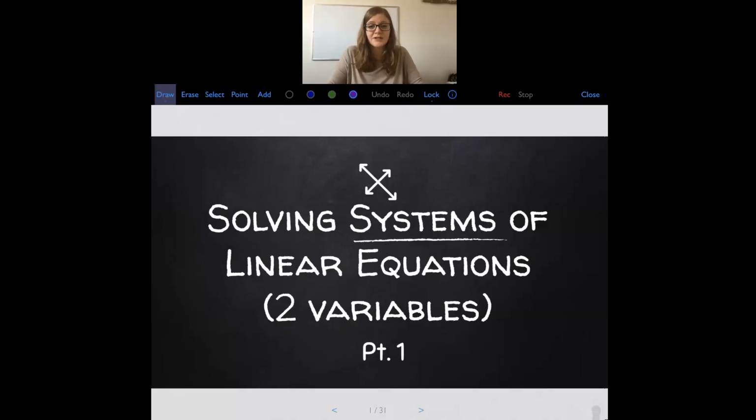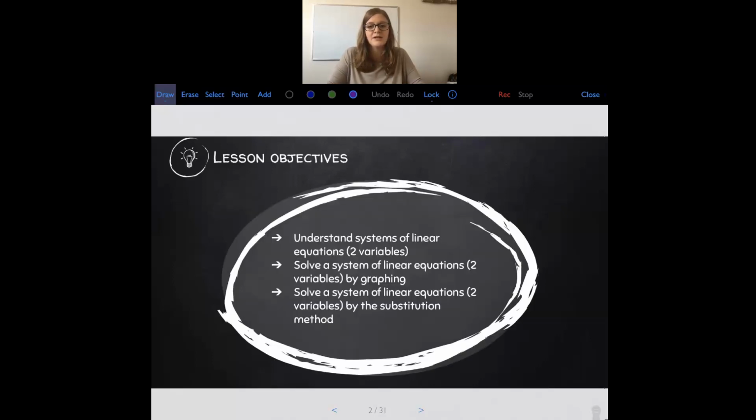We're starting a two-part series on solving systems of linear equations in two variables. This is part 1. In part 1, we'll understand a system of linear equations, we'll solve a system of linear equations by graphing, and we'll also learn to solve a system by using the substitution method.